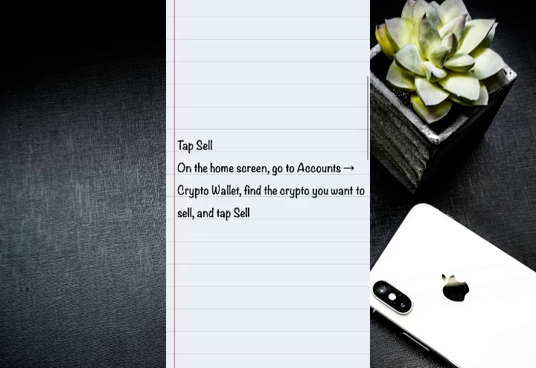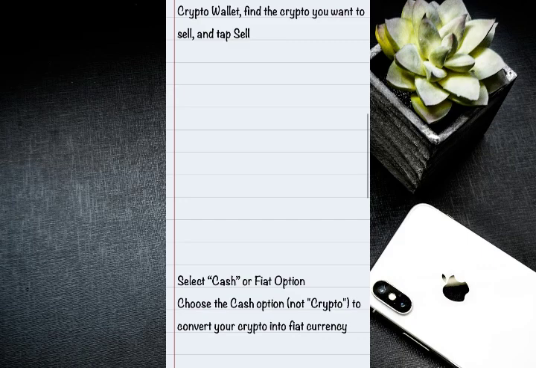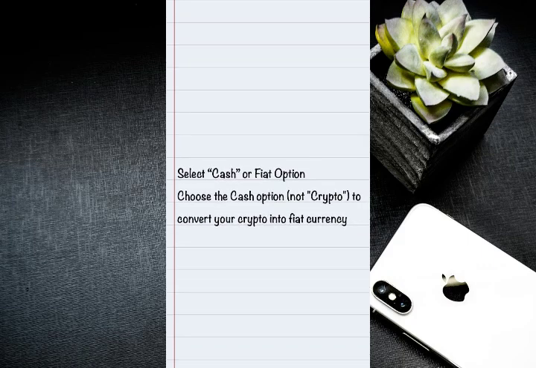So the next thing to do, which is the next step, is to tap sell. So on the home screen, go to account, then click crypto wallet, then find the crypto you want to sell and tap sell. Then the next thing to do is to select the cash or the fiat option. So to get started with that, you have to choose the cash option, not crypto. Then you have to convert your crypto into fiat currency.